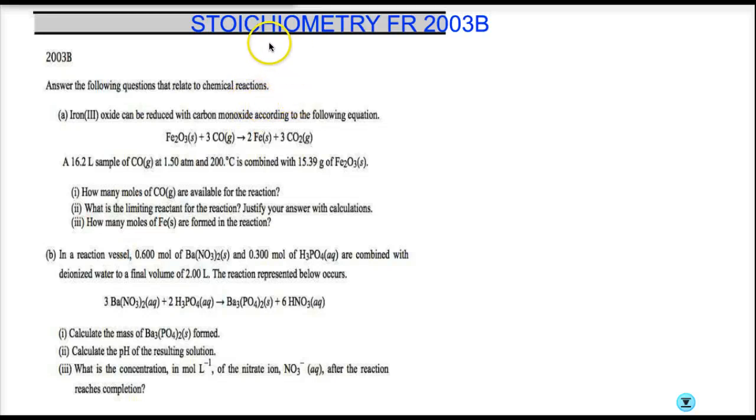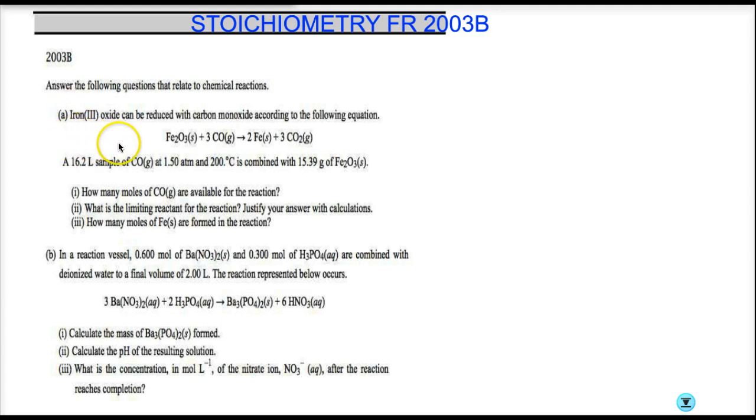Okay, so this is the promised video on stoichiometry free response 2003B. When we read the problem, the first thing you want to do, because on the AP you're going to have a mixture of problems from lots of different topics, is recognize what it is. This is labeled for you, but it's not like that on the test. At any rate, here we go.